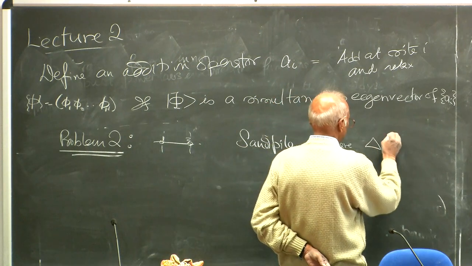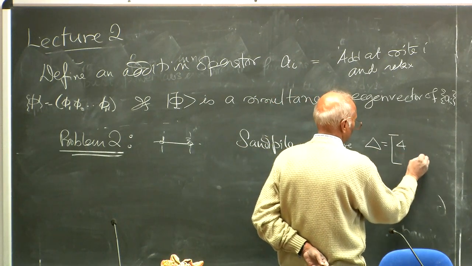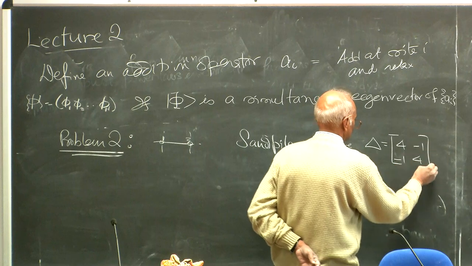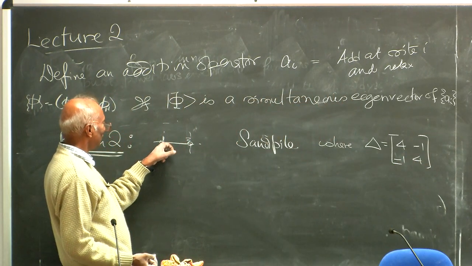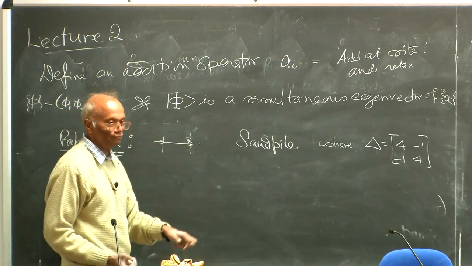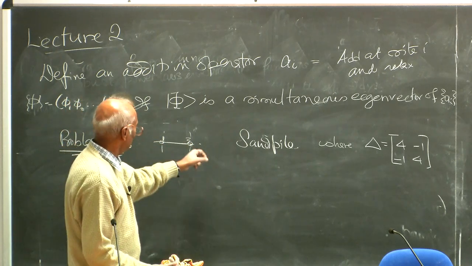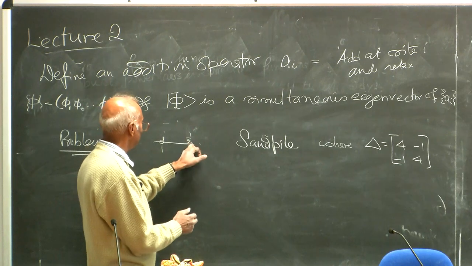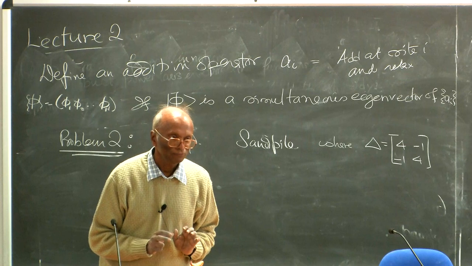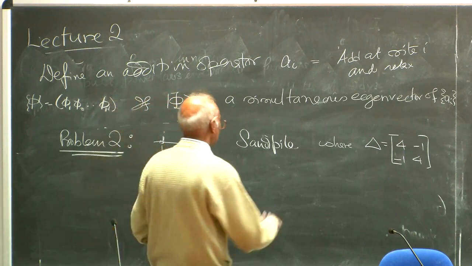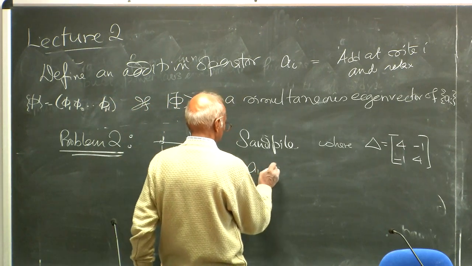Where the toppling matrix is 4, 4, minus 1, minus 1. So if the height is more than 3, a toppling occurs here and 3 particles leave and 1 particle goes to the other side. And a toppling occurs here, then 3 particles leave and 1 particle goes to the other side. And that's all there is. So now all the matrices, there are only 2 of them, A1 and A2.